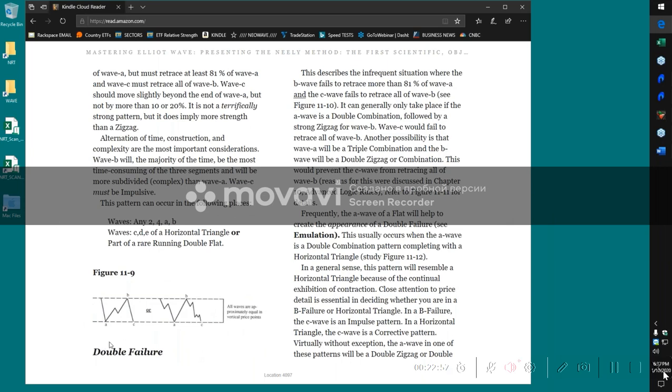Okay, this would be a common flat where A, B, and C are all about the same. Again, this A wave should not have subdivided, the B wave should, and the A wave shouldn't. These are very common ways for a flat to develop. It doesn't really imply any strength or weakness. It's just a normal neutral situation.